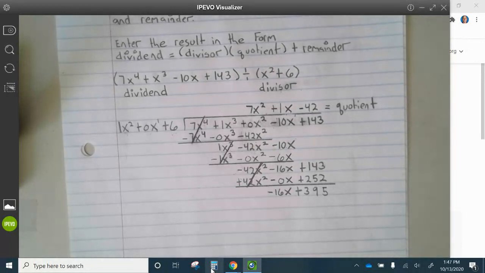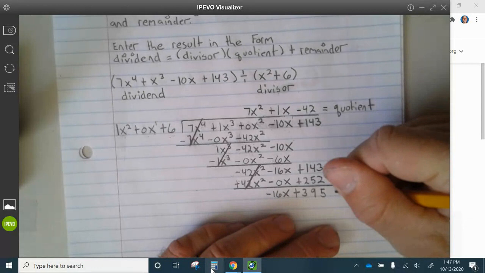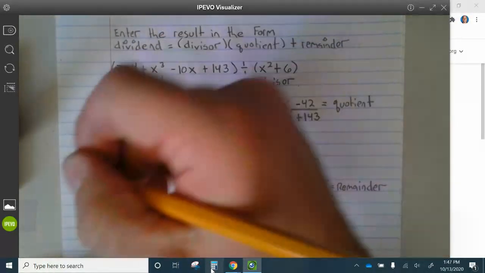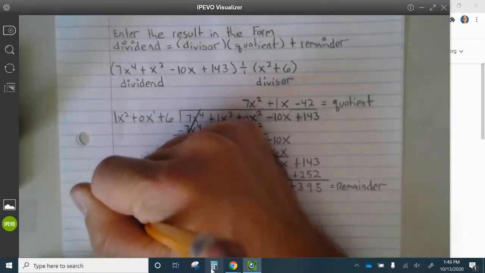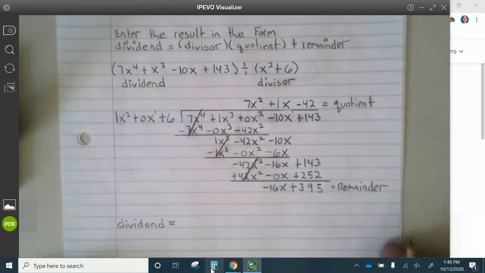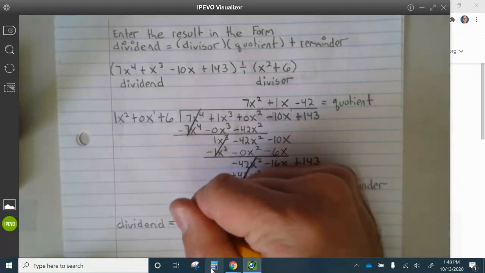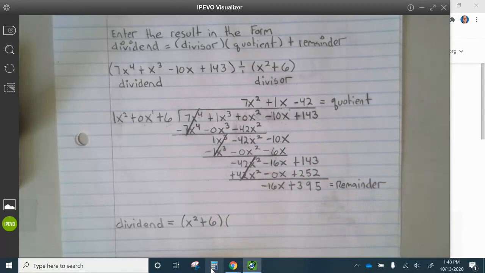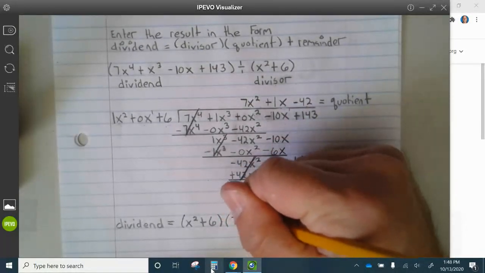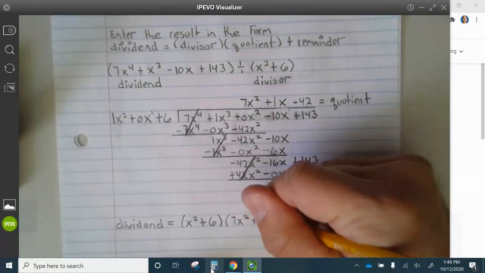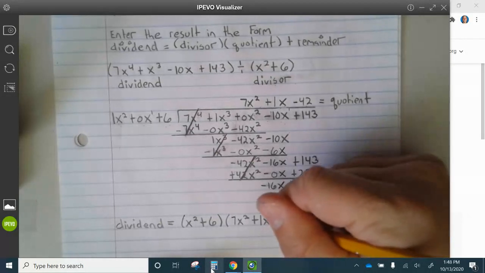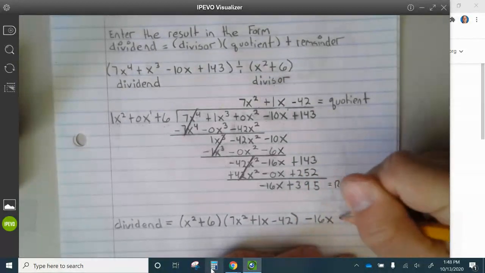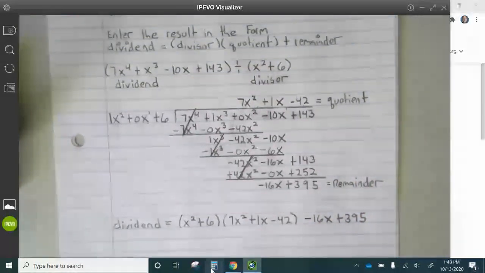All right. Now, this is the remainder. So the answer, the dividend, is equal to the divisor, which is x squared plus 6, times the quotient, which is this, 7x squared plus 1x minus 42, plus the remainder, which in this case would be minus 16x plus 395. Okay, go ahead and finish up example 1.